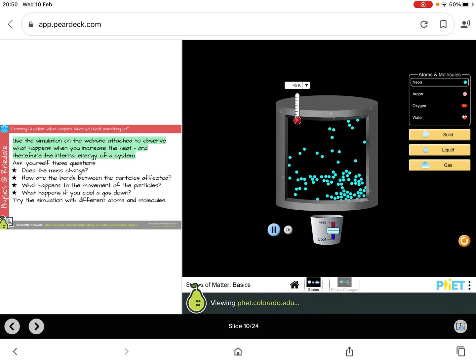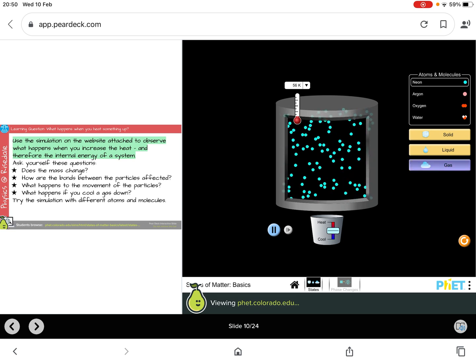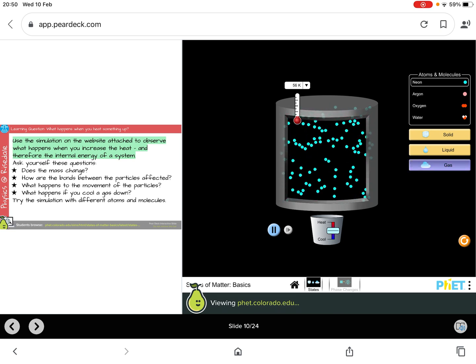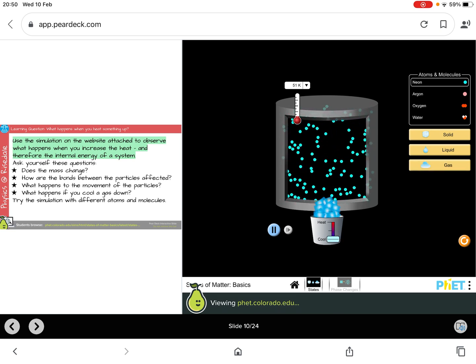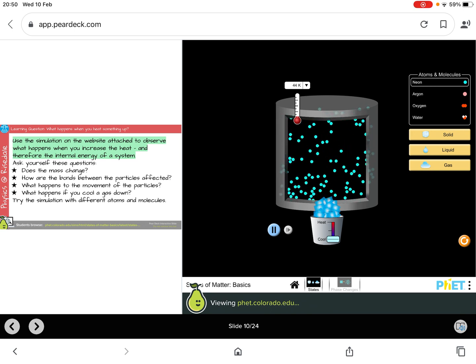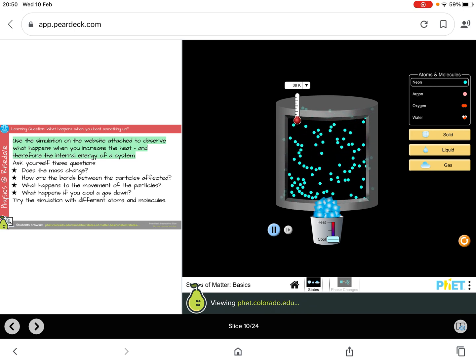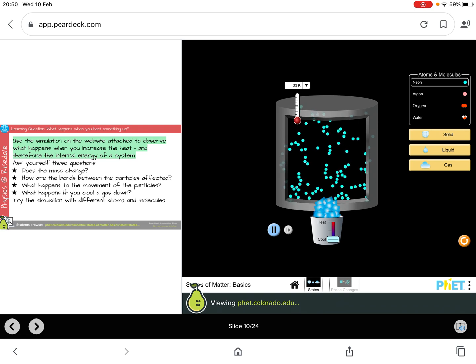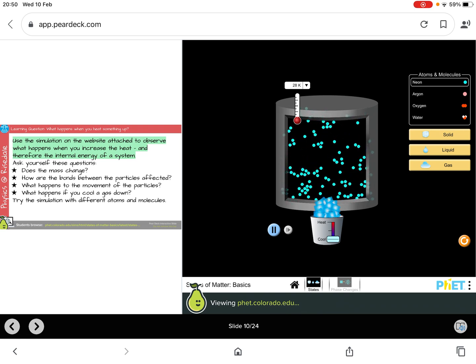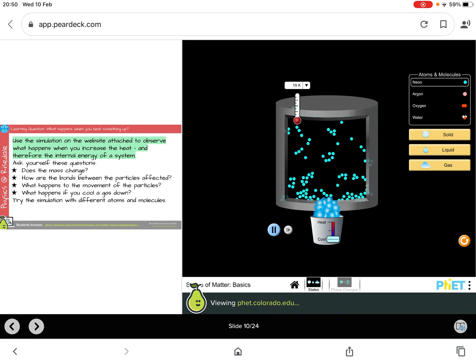A final question: what happens if you cool a gas down? So if I switch this over to gas and I cool it down, okay, you'll see that state changes can also be caused by cooling. The particles lose energy, they form bonds, and this is what causes the change of state. So there you go.